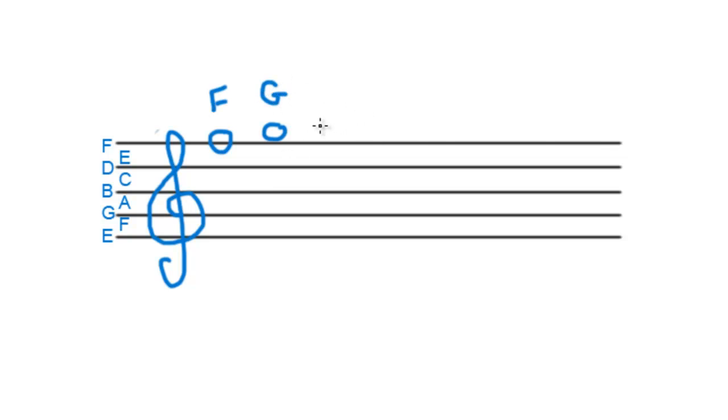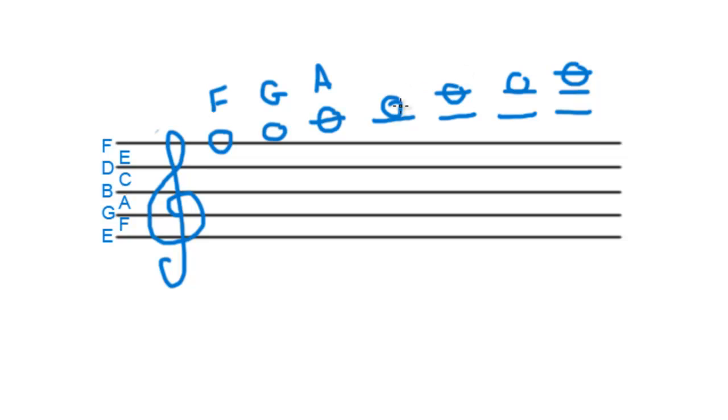If we want to go above that, we put in our ledger line. So we draw a line just like that and put a note on. And now that is our A. Remember, we go line, space, line, so our next one is going to be a space. So we draw our ledger line there and put the note on top of it. Go back to line, space, line, and that can continue on indefinitely as high as you need it to go.